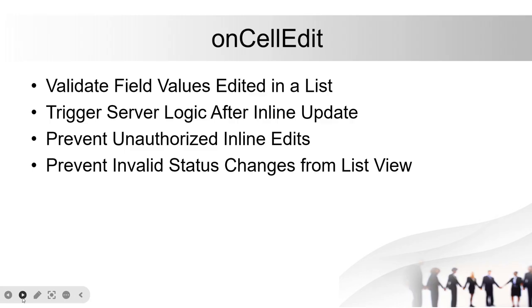Prevent invalid status changes from list view. Let's suppose there is a string field, but you have some conditions like only these few values can be populated. Let's suppose active, inactive, or you can mention draft, expired, these values. Apart from these, if they are putting any values, you can just show an invalid message, like you cannot edit these values. So this is all about the on cell edit client script.